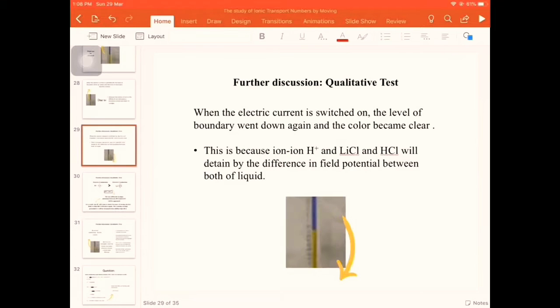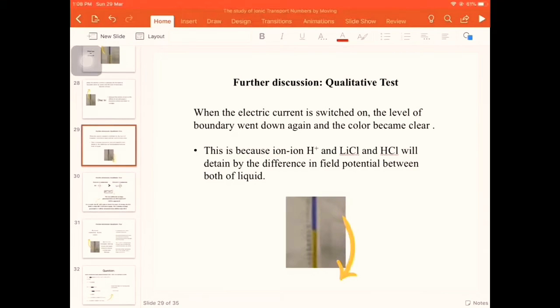When we switch on the current, the level of the boundary went down again as the current is flowing, and it will be affected by the electrical mobility. When the current is switched on, the level of the boundary went down again, and the color becomes clear because it shows that the movement of the ions is there. This is simply because the H plus ions and lithium ions from the LiCl and HCl will diffuse due to the difference in field potential between both liquids.